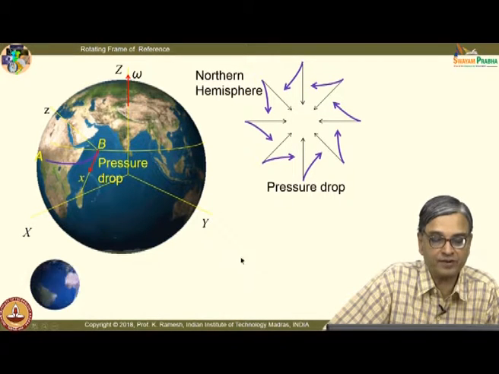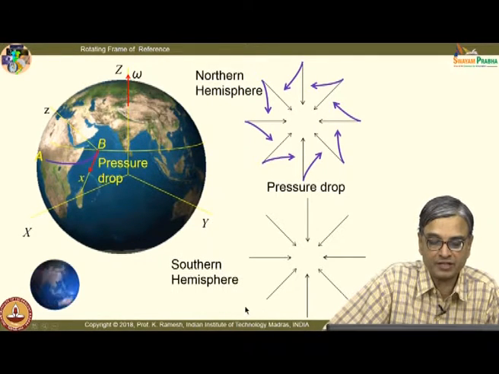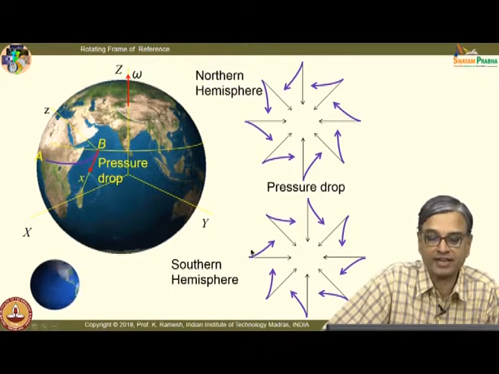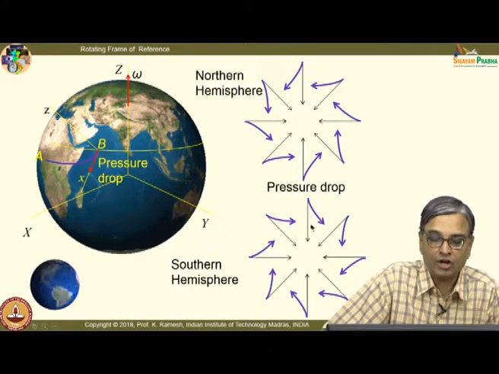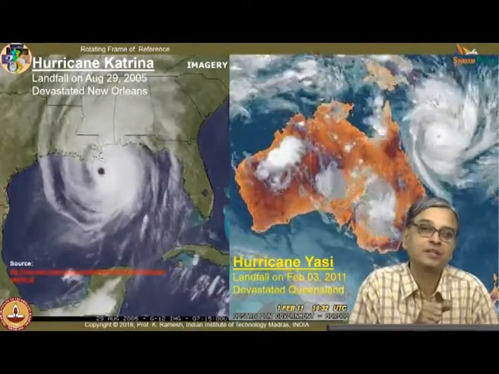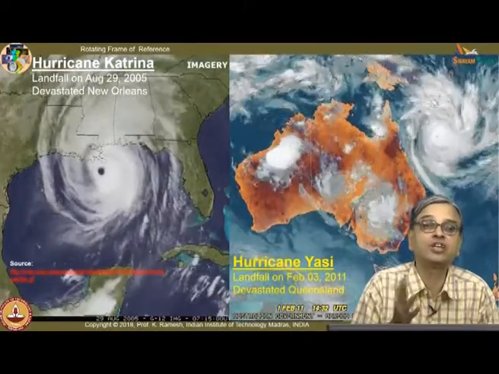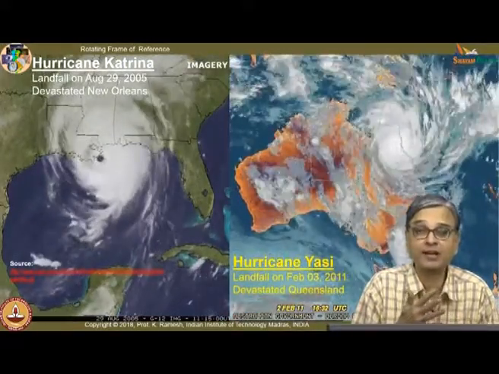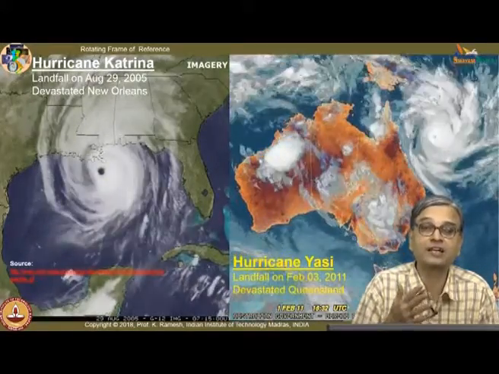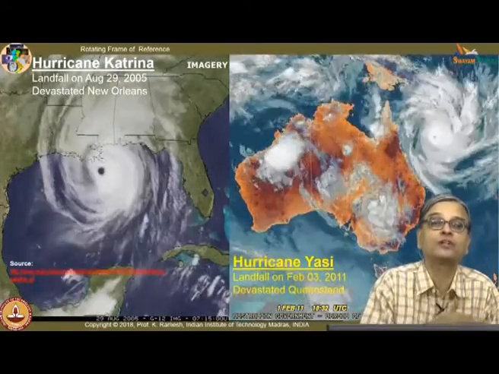On the other hand, when we come to the southern hemisphere, it is rotating in the clockwise direction, and the deviation of the wind is like this. This causes the cyclone to rotate in the clockwise direction. So, this provides a scientific explanation of why cyclones have different rotations in the northern and southern hemispheres. People were not able to understand it earlier. Only after understanding the Coriolis effect were they able to interpret these effects.